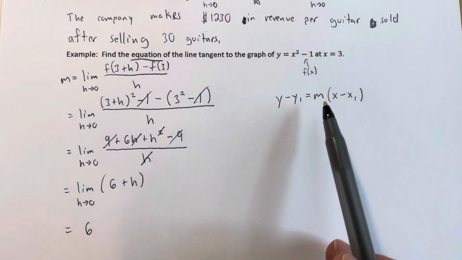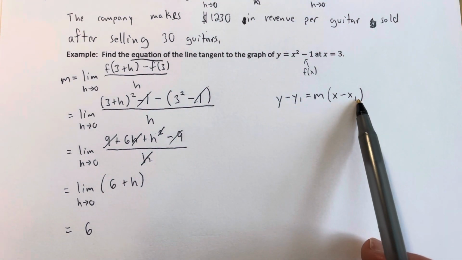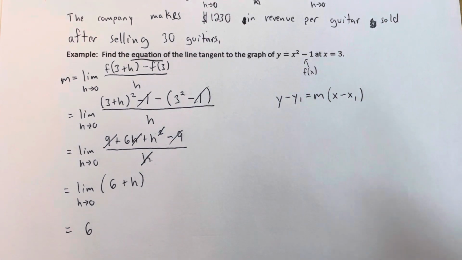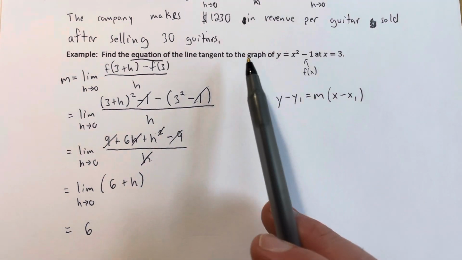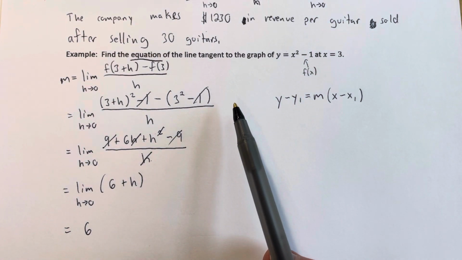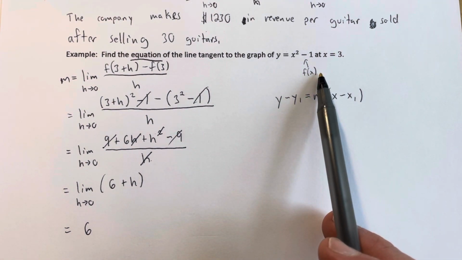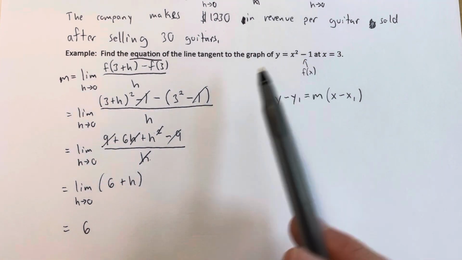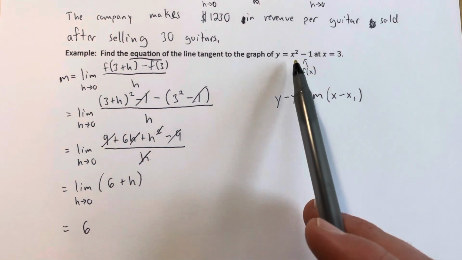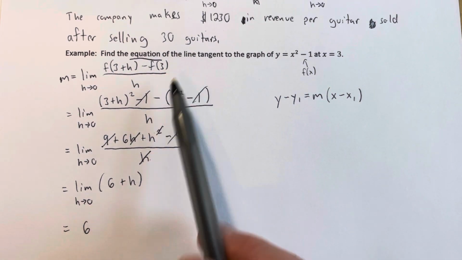y minus y1 equals m times x minus x1. The y1 and the x1 both come from some point that lies on the line itself. And we know that this line is tangent to the graph of this function when x is equal to 3. So what I want to do is find the point on the graph of this function that's shared with this tangent line.